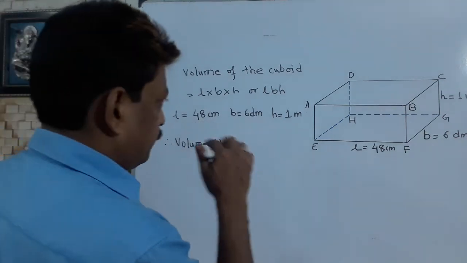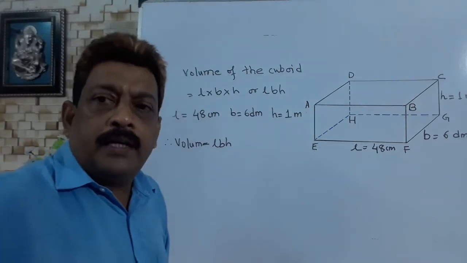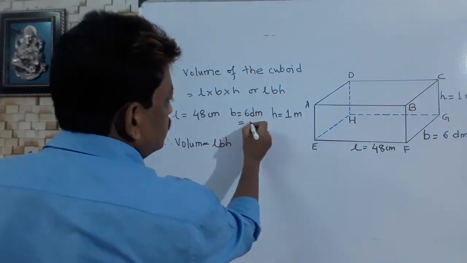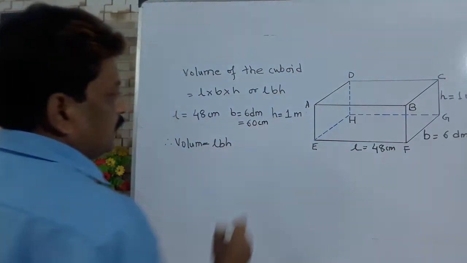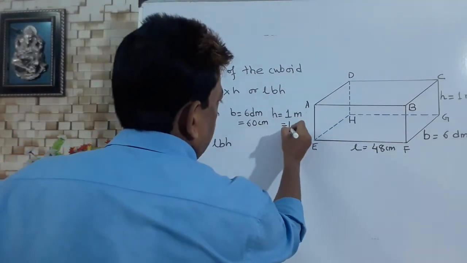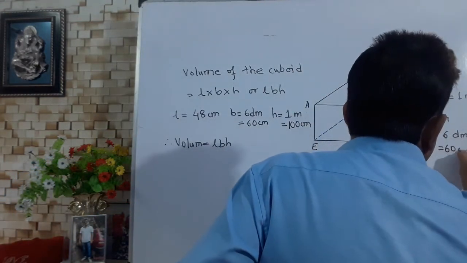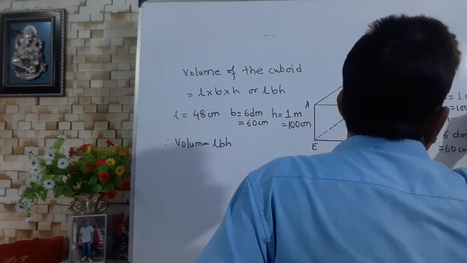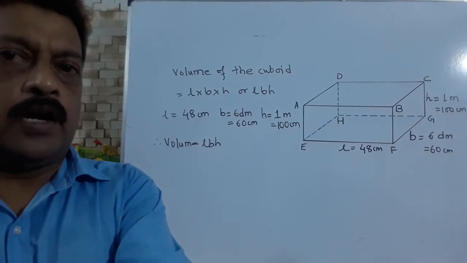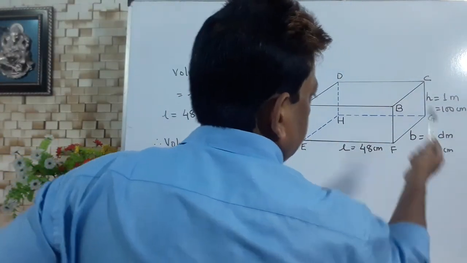So let me convert the whole thing into centimeter. You all know that 1 dm, that is 1 decimeter, is equal to 10 centimeter. So here breadth is 6 dm, which means it will be 60 centimeter. Similarly, 1 meter is equal to 100 centimeter. So breadth is 60 centimeter and height is 100 centimeter. Understood? Just see the figure. I have changed the units. Height is 100 centimeter and breadth is 60 centimeter.